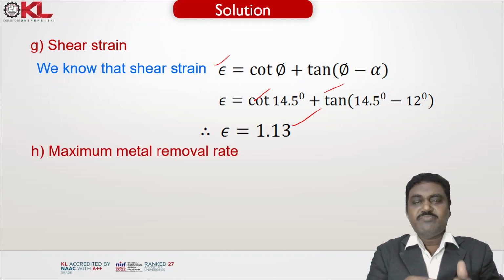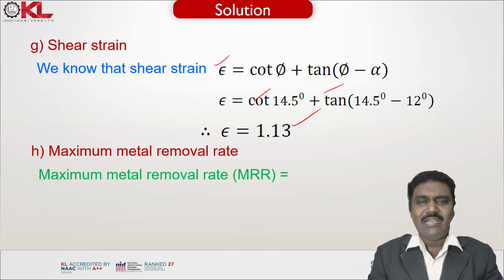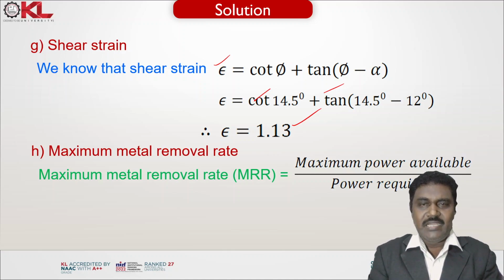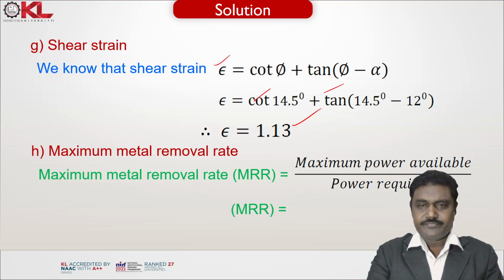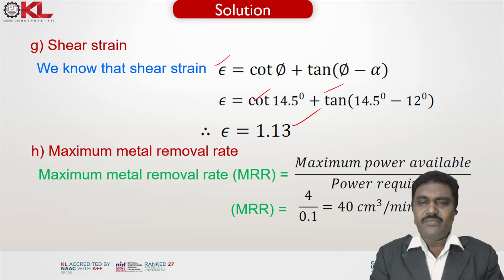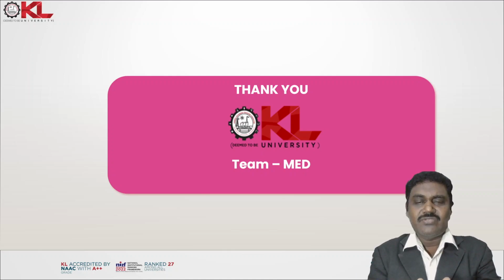Next, maximum metal removal rate. How can you find out the maximum metal removal rate? What is the formula? The maximum metal removal rate is obtained if you know the maximum power available divided by power required. So MRR is equal to 4 by 0.1. So that is equal to 40 centimeter cube per minute. Okay. So now you have calculated all the parameters. Now I think all of you understand how you can solve the problem.